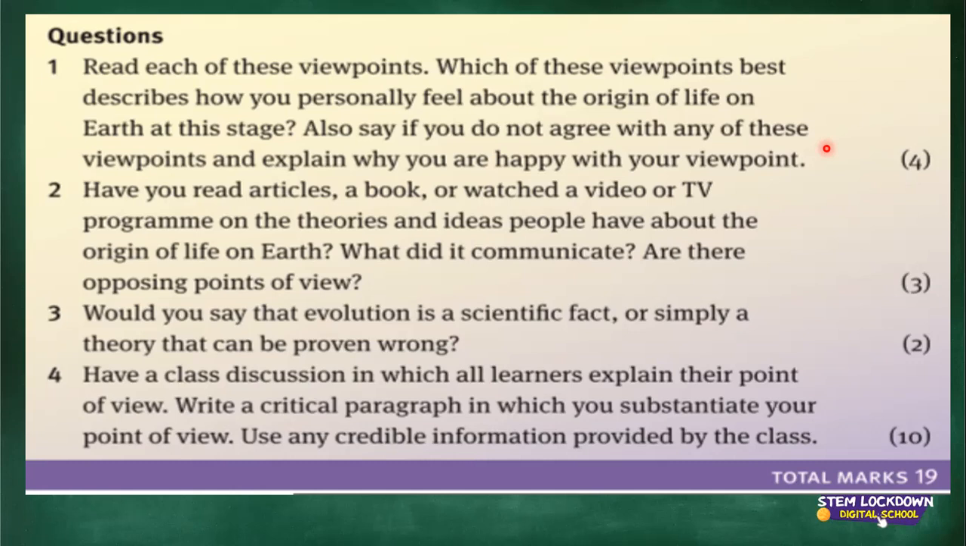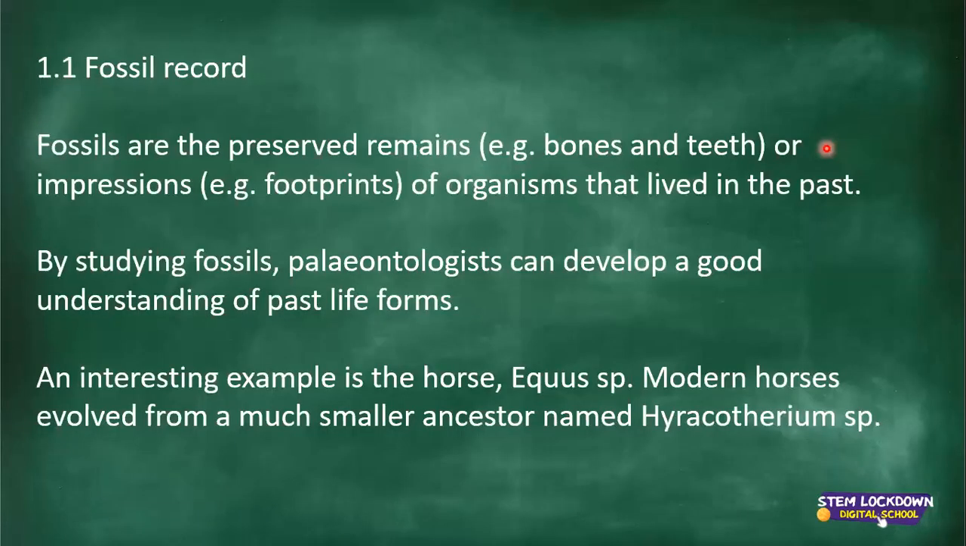And then question 3, would you say that evolution is a scientific fact or simply a theory that can be proven wrong? And then question 4, have a class discussion in which all learners explain their point of view. Write a critical paragraph in which you substantiate your point of view and then use any credible information provided by the class. So this would be a great class activity, or think on these ideas and then we'll discuss it one day. All right. Fossil records now.